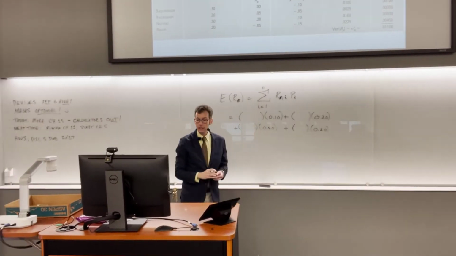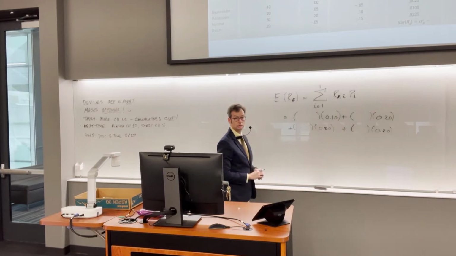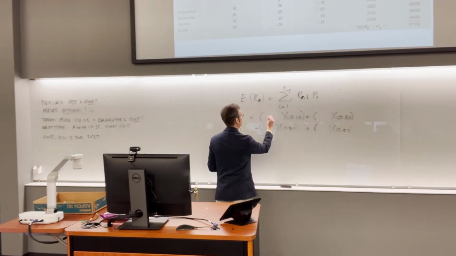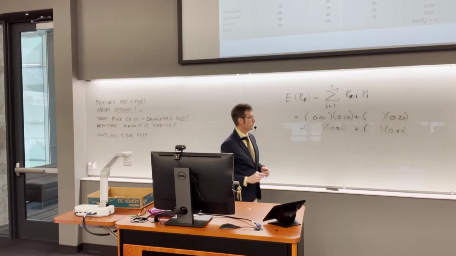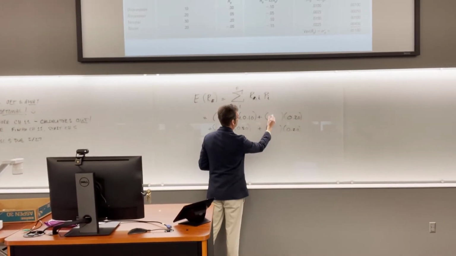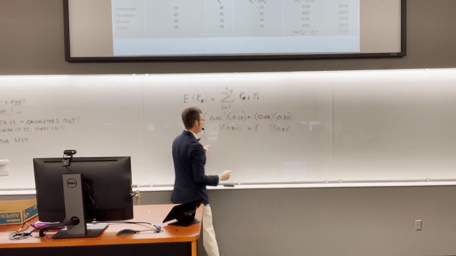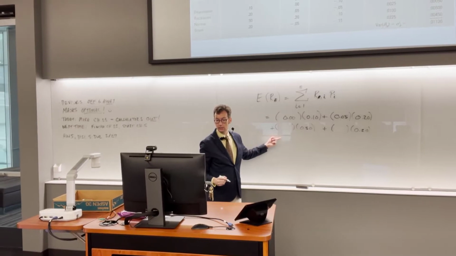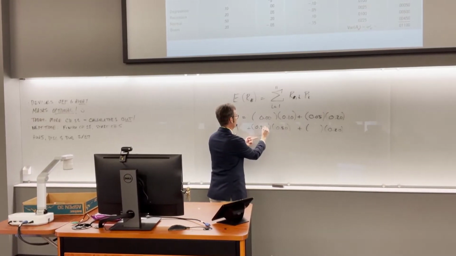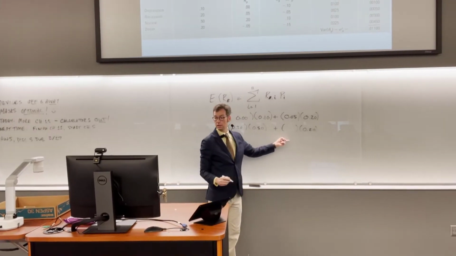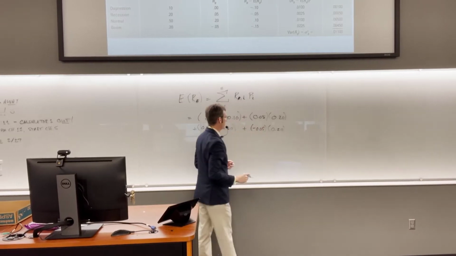Okay, what is the return of Slowpoke in depression? And what is the return in a recession? 0.05. Yeah, 0.05, thank you. And what is the return in normal times? 0.20. And then over here, it's negative 0.05.